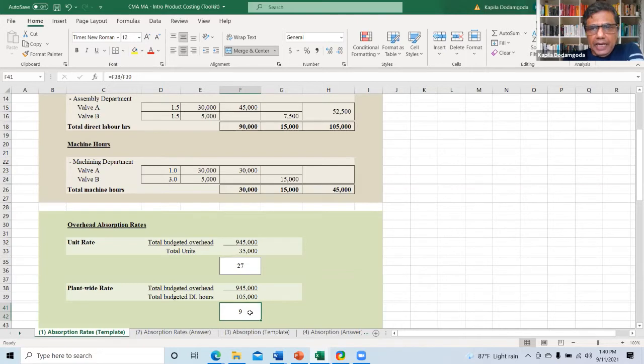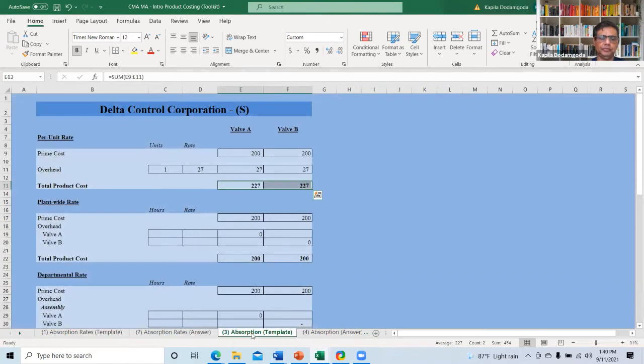Okay, so this rate is applicable to the entire plant. You are not differentiating by the department or any other parameter. Now we are going to calculate the overhead. So now here per unit rate base will give us a cost per unit of 227. But now the plant wide rate, we are trying to calculate how much is the total production cost. Here we have estimated, we got the prime cost anyway.